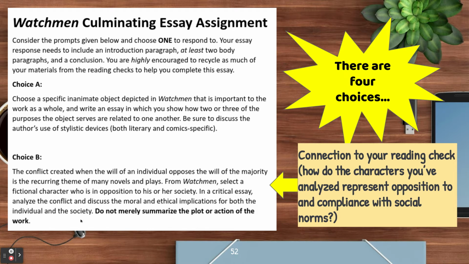but you also really get into, what does this say about this character's morals, and how is that a reflection on the ethical practices of a society. There's a connection here to your reading check. How do the characters that you've analyzed in part 1 of reading checks represent opposition to and or compliance with social norms? You might want to use that as a place to start your search if you're going to choose B.